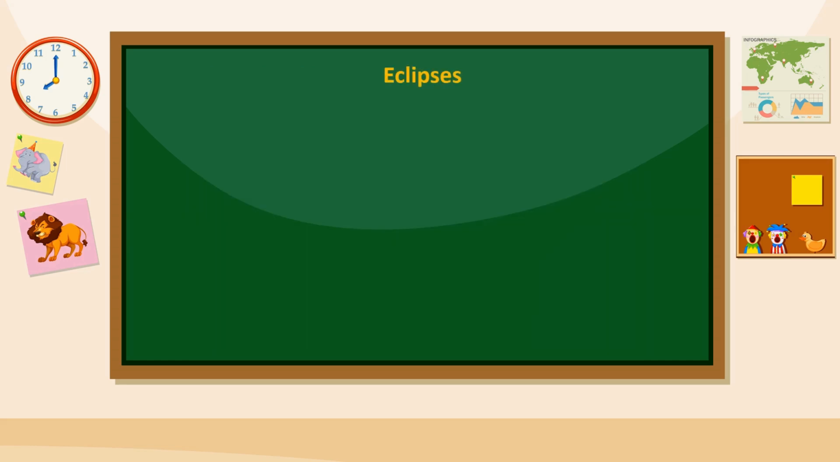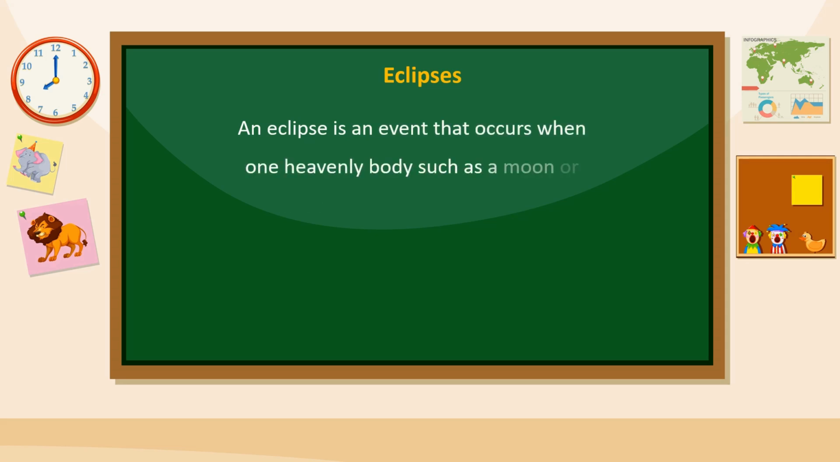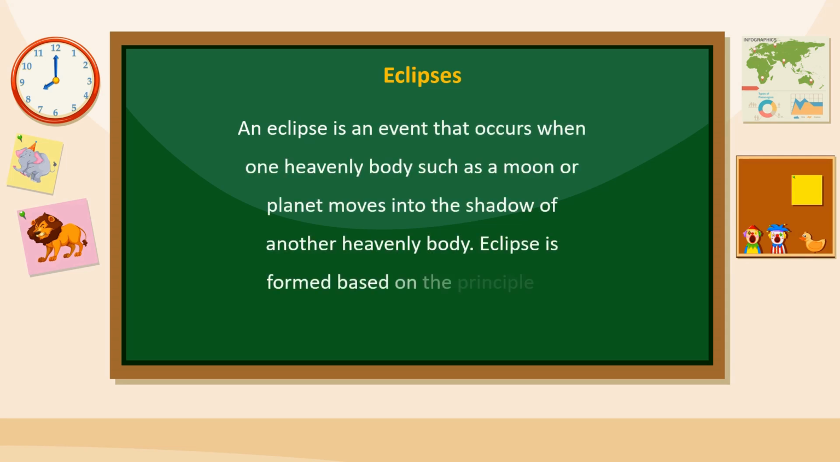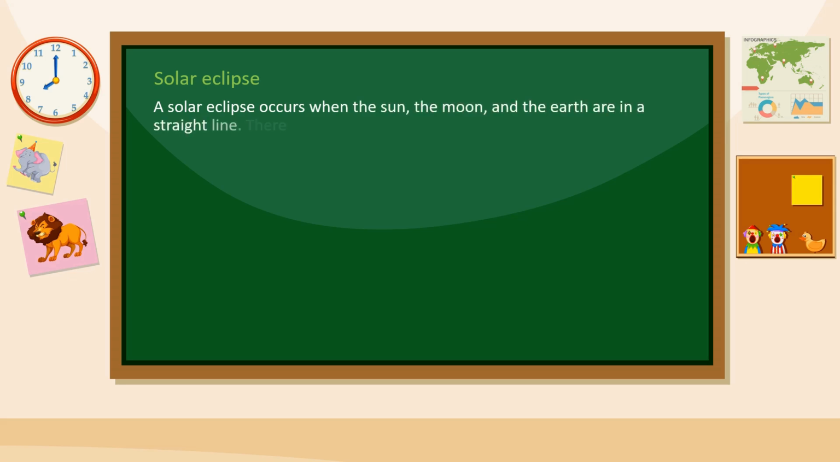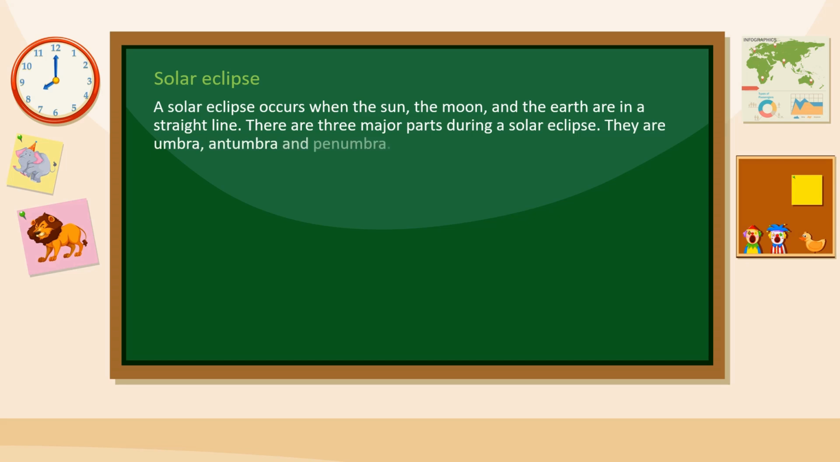Eclipses. An eclipse is an event that occurs when one heavenly body such as a moon or planet moves into the shadow of another heavenly body. Eclipse is formed based on the principle of rectilinear propagation. Solar eclipse. A solar eclipse occurs when the sun, the moon, and the earth are in a straight line. There are three major parts during a solar eclipse. They are umbra, antumbra and penumbra.